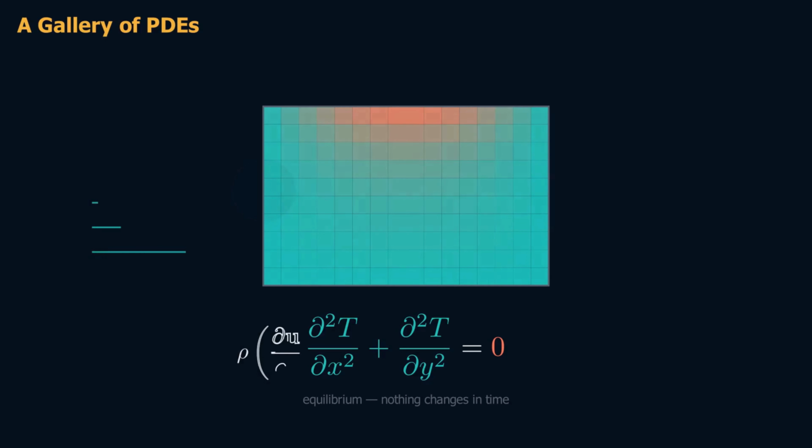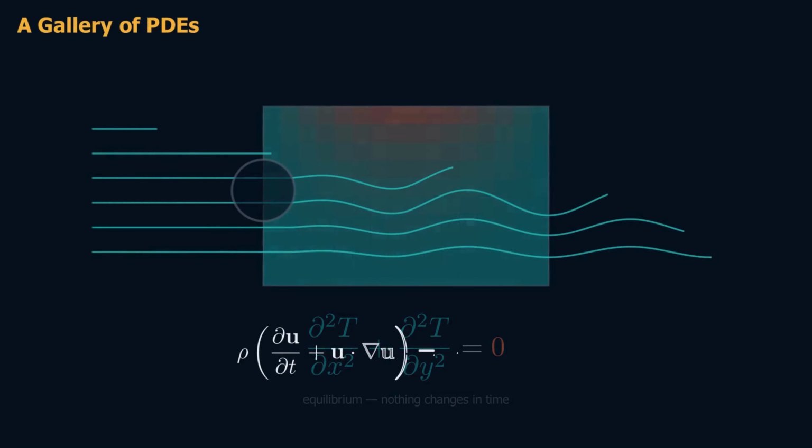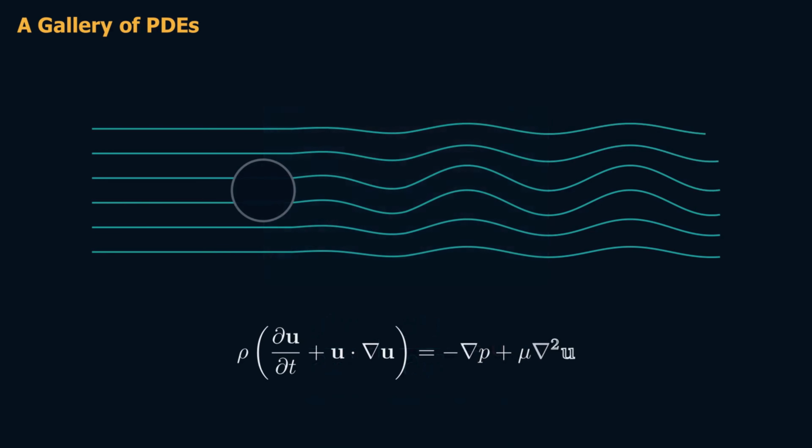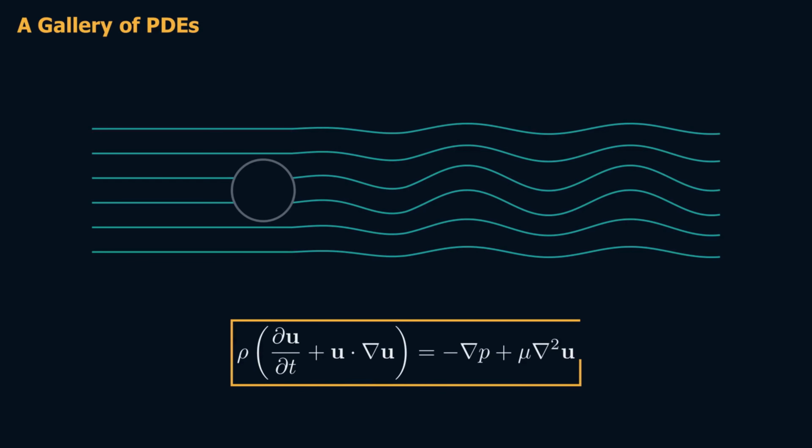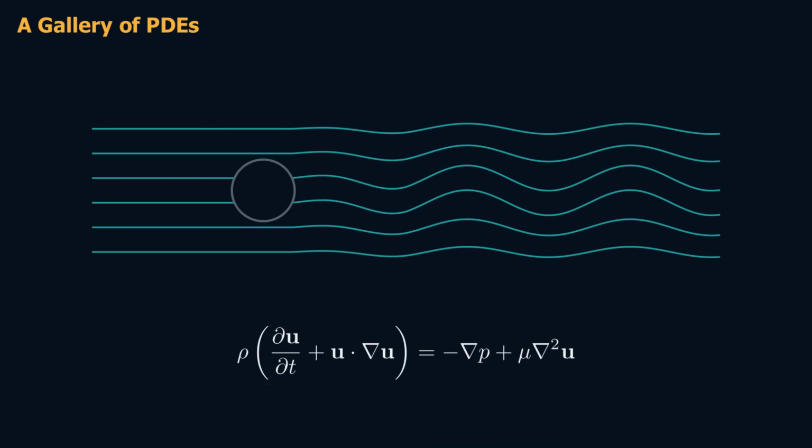And Navier-Stokes. The momentum equation of every fluid you've ever seen. I keep it on screen just long enough to be honest about it. This is a PDE too. Just with more terms, in more variables, and nonlinear. And whether its solutions always behave is literally a $1 million open problem.